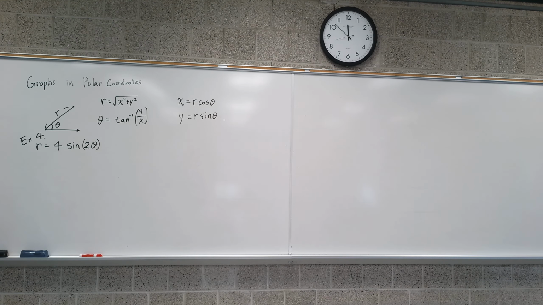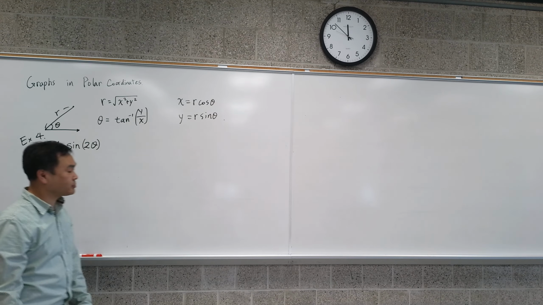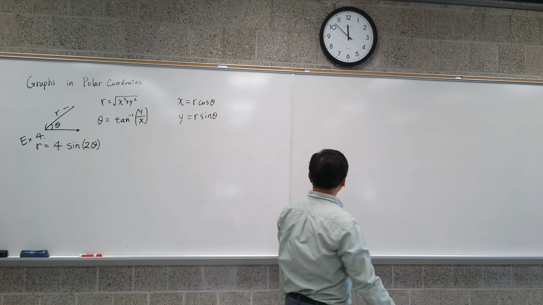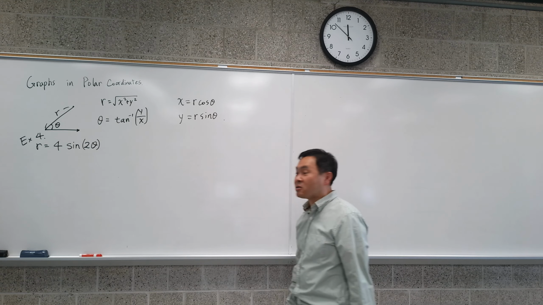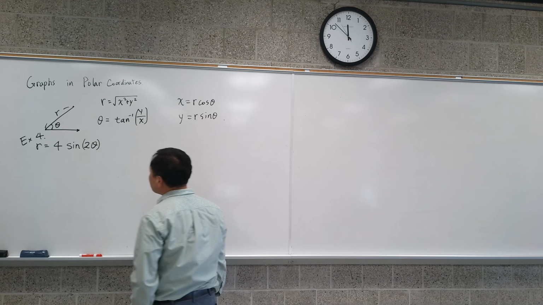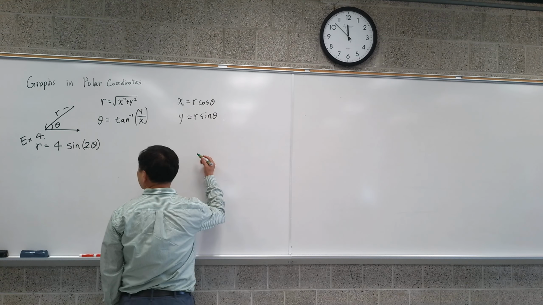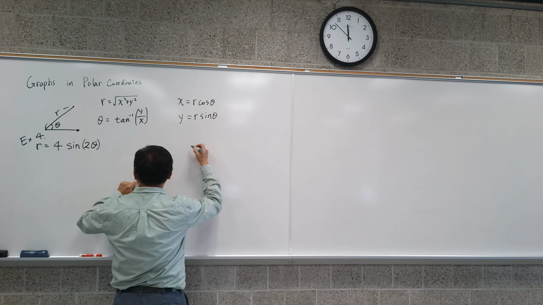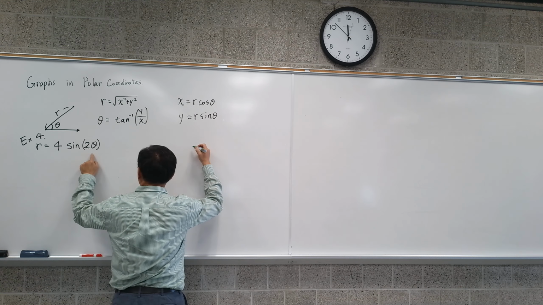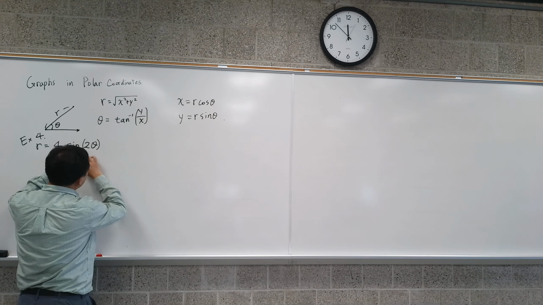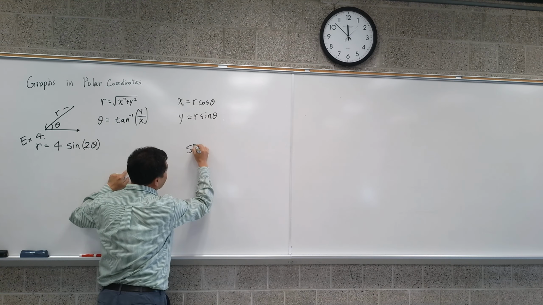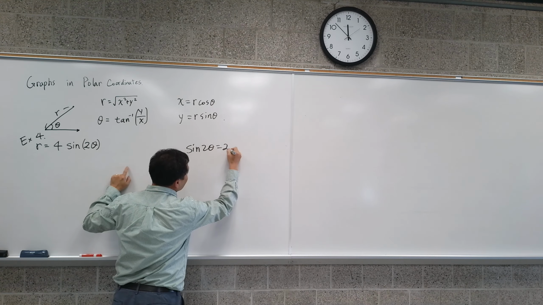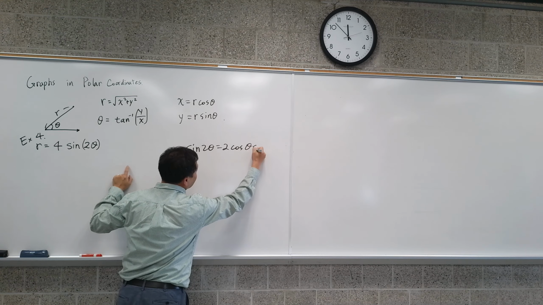Okay, let's think about this case. When you have r equals 4 times sine 2 theta, if you try to change this into rectangular, again, it looks very weird. If you want to change this into the rectangular coordinate system, you need to use this formula: sine 2 theta equals 2 cosine theta sine theta.